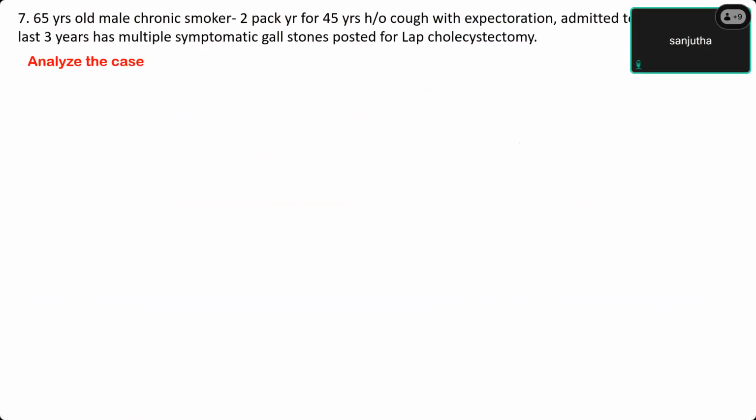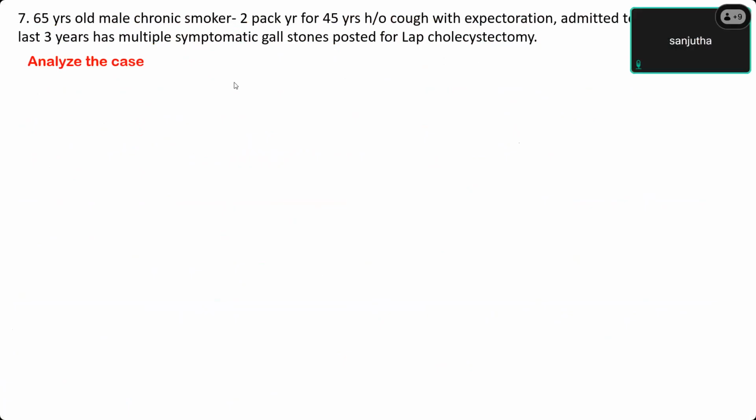Elderly patient, geriatric patient, 65 years old. Then active infection, cough with expectoration. The second point is chronic smoker, number of pack years. So 2 packs per day for 45 years means what is the number of pack years? 90. Yes, 2 into 45, 90 pack years, with history of cough with expectoration, admitted 3 times in the last 3 years. What is the diagnosis?